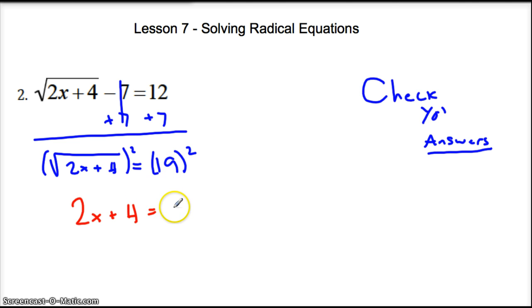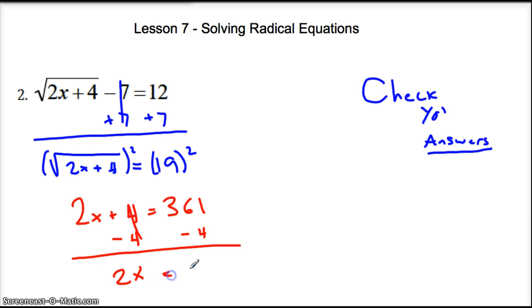Now, let's see if I can do this in my head. Did it. 361. Okay, I have it memorized. From there, we just have to keep solving. So we're just going to subtract 4 from both sides. And I get 2x, boom, equals 357. Final step is divide by 2, and I know what you're thinking.